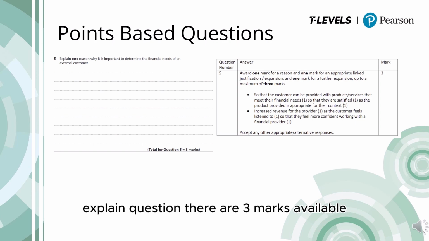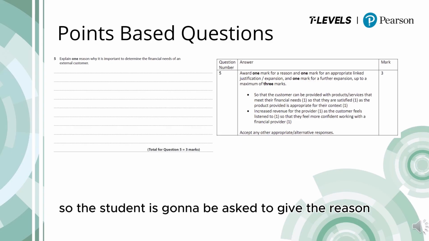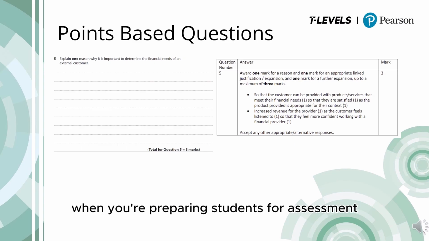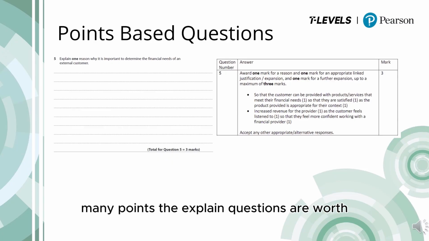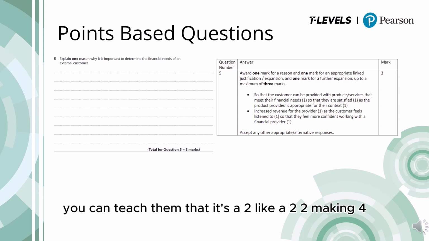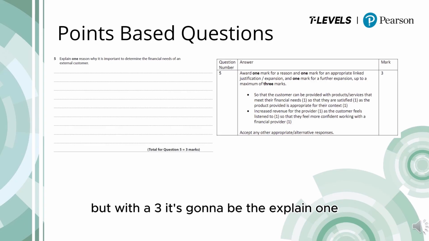Here, with this explain question, there are 3 marks available. So the student is going to be asked to give the reason, give a development point, and then a further development point. So when you're preparing students for assessment, it's important that they look at how many points the explain questions are worth, because they could be worth 2, they could be worth 3 marks. Where you see a 4 mark explain question, it's going to be explain 2. So you can teach them that it's 2-2 making 4, but with a 3, it's going to be explain 1 with 2 development points.